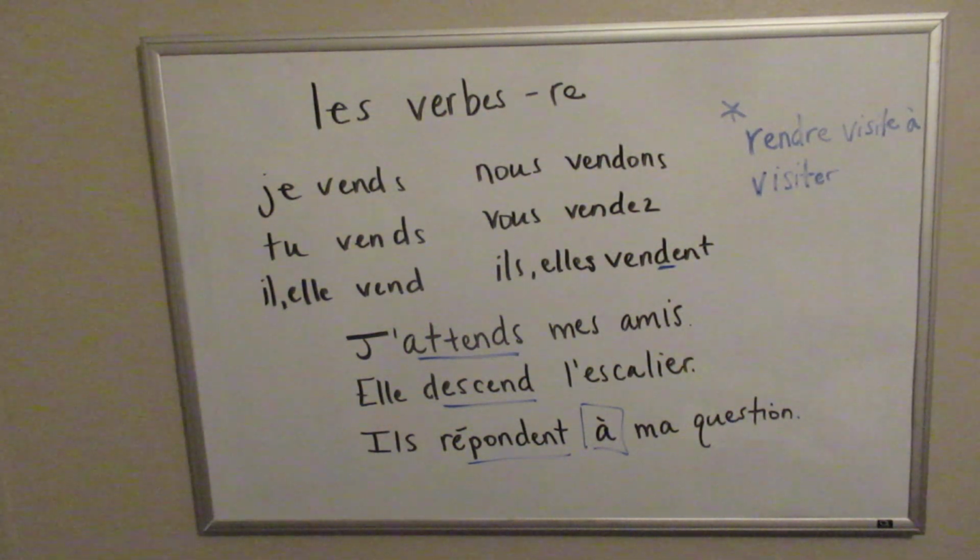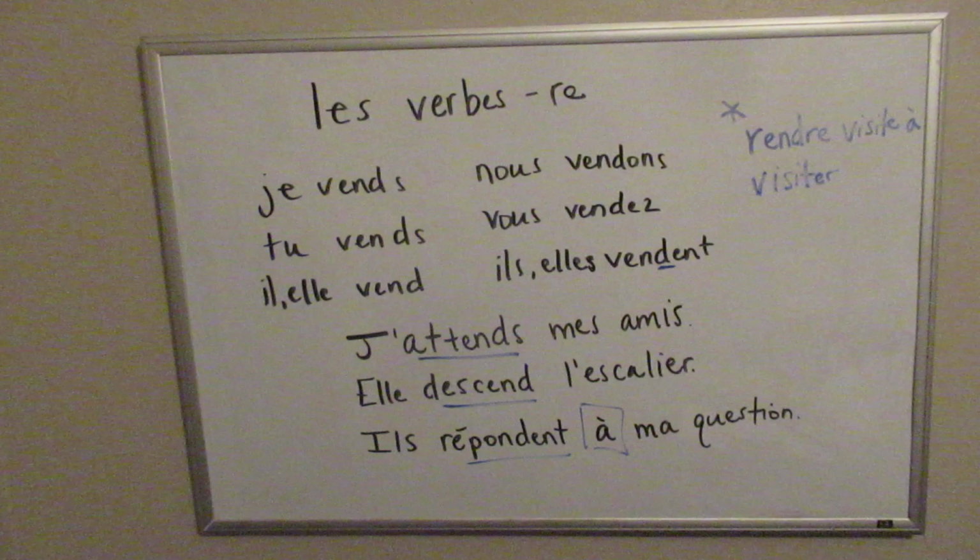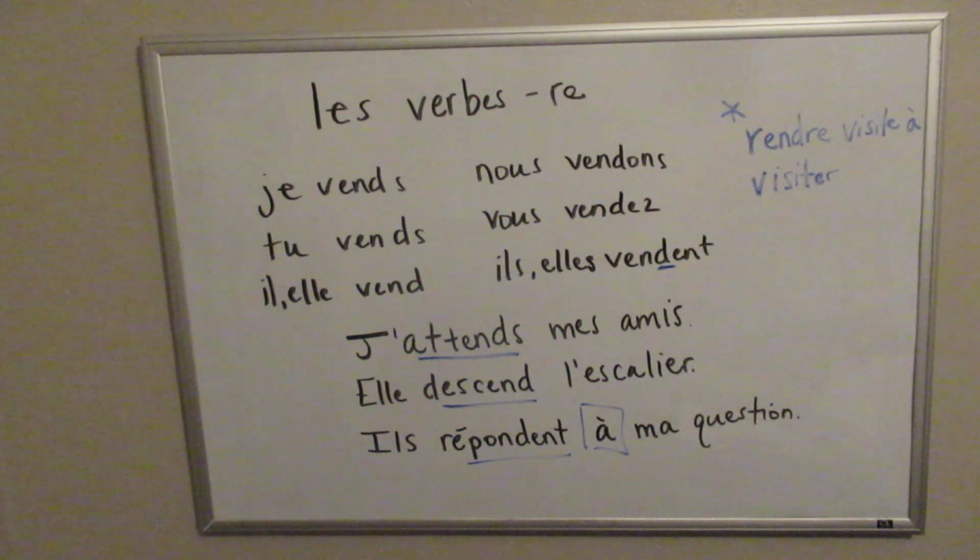So we see that in our final example here. Ils répondent à ma question, right? So they're responding to. And in this sense, we want our preposition here because it's not included in the verb, but it's separate from the verb. Répondre à. And you're going to use that whenever you want to talk about someone responding to.